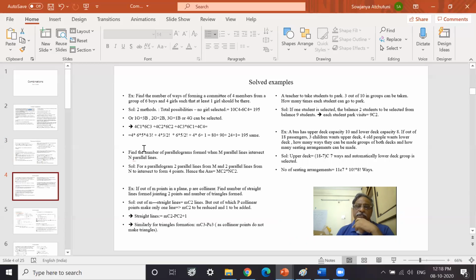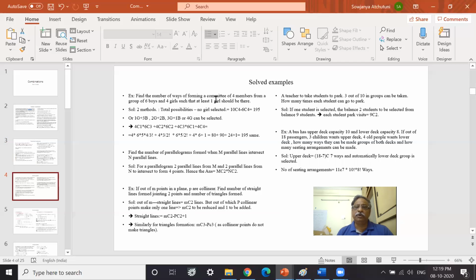We have 2 methods. Total possibilities minus no girl selected. What are the total possibilities? 6 plus 4 is 10, so 10C4, selecting 4 from 10. What is the possibility of no girl? 6C4, all 4 are selected from boys.